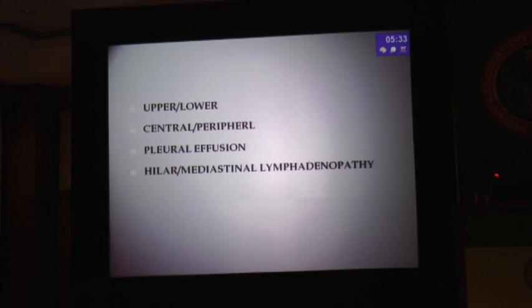So these features, in addition with the HRCT framework that we just analyzed, will help us reach a close differential, and in the end the presenting symptoms of the patient and what the clinician has to offer us in the information.